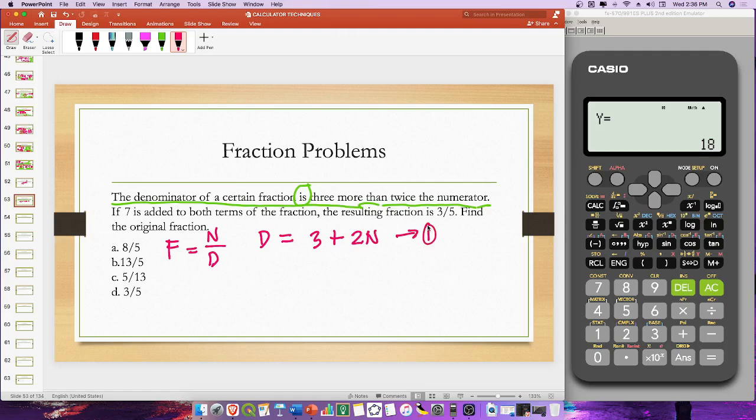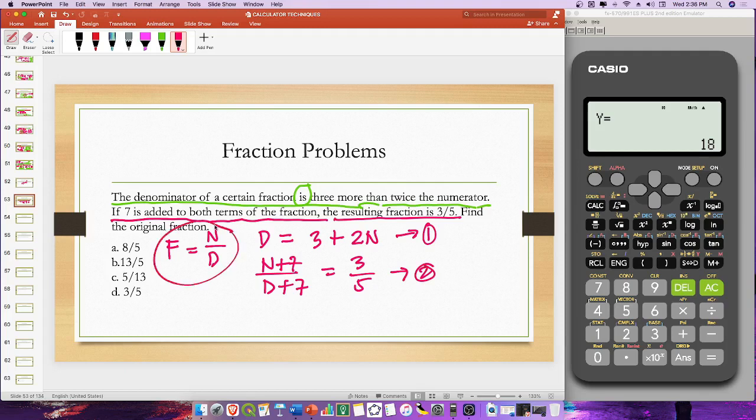All right. Next, if 7 is added to both terms in the fraction, meaning if 7 is added to the numerator and also added to the denominator, the resulting fraction is 3/5. So find the original fraction. That's how you write your mathematical equations from the mathematical sentences. We need to find the original fraction, so you need to solve for the value of the numerator and the denominator.